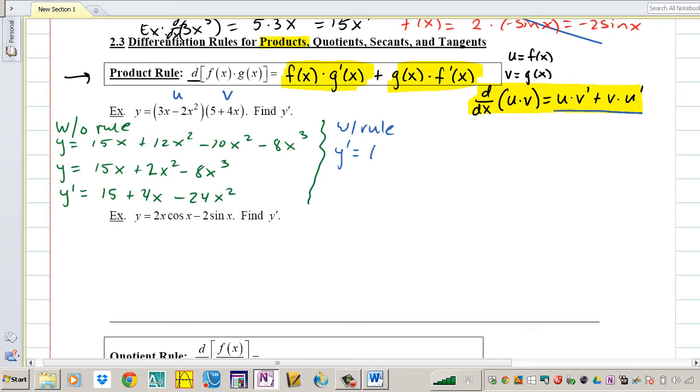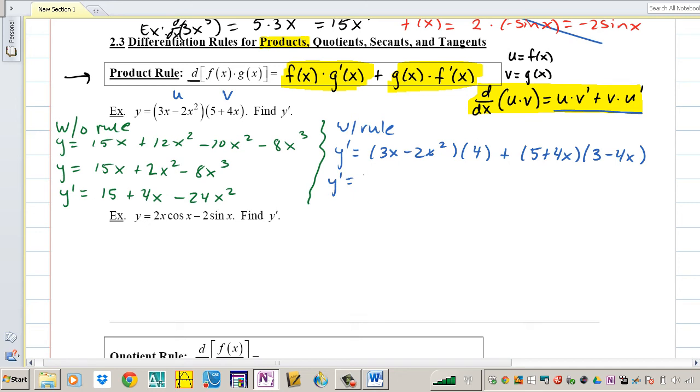So it's going to be u times v prime. What's the derivative of v? Well, it's simply 4, plus v, now it's the original v, times the derivative of u, u prime, and that is 3 minus 4x. Okay, so like I said, not always will the product rule be much easier, but it is the sure way of finding derivatives of products.